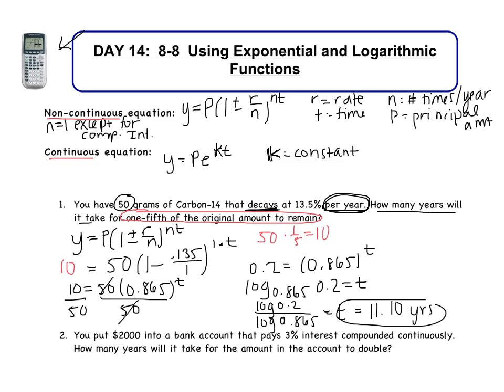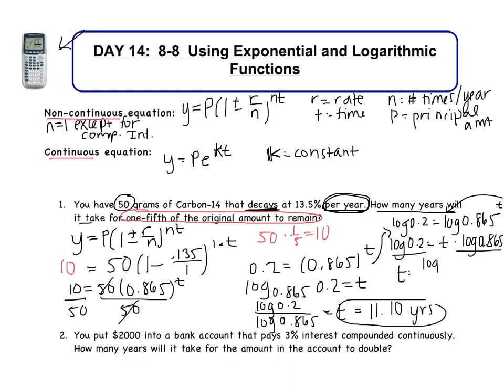So that was one way to finish the problem. The other way is to take the log of both sides. So I'll end up with log of 0.2 equals log of 0.865 to the t. Remember that t comes out in front, so I have log of 0.2 equals t times the log of 0.865. Divide by the log on both sides, so I get t is equal to log of 0.2 divided by log of 0.865, which is going to end up being 11.1 years again.